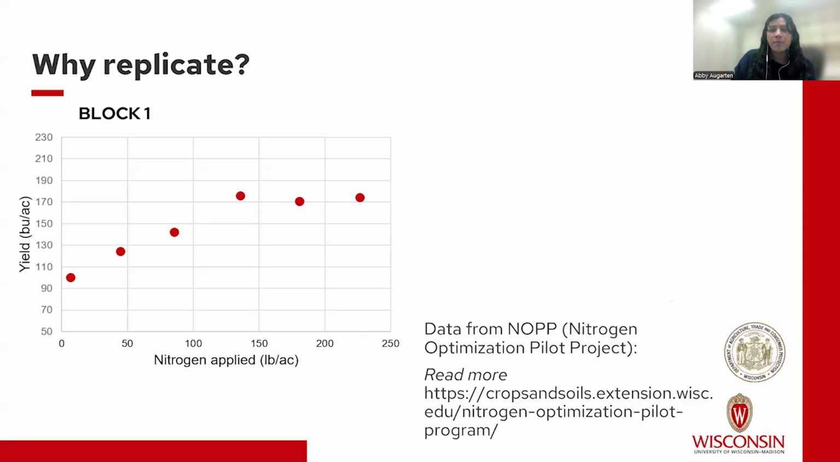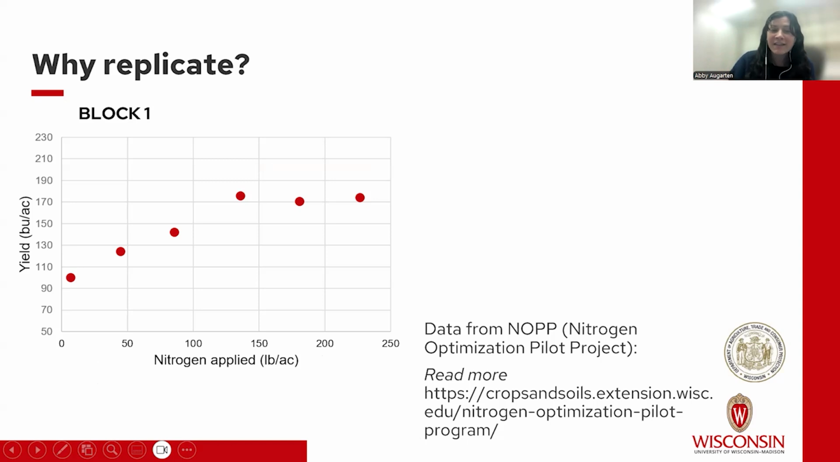To explore a little bit more the value of replication, here we're looking at some nitrogen rate data from the Nitrogen Optimization Pilot Project, which is a DATCAP funded project, and UW Extension and UW-Madison are helping on the research design and implementation side. We're looking at just the data for one farm. On this field, they had 4 different replications of 6 different nitrogen rates. We see nitrogen applied on the x-axis and yield on the y-axis, and we're looking right now just at block 1 data.